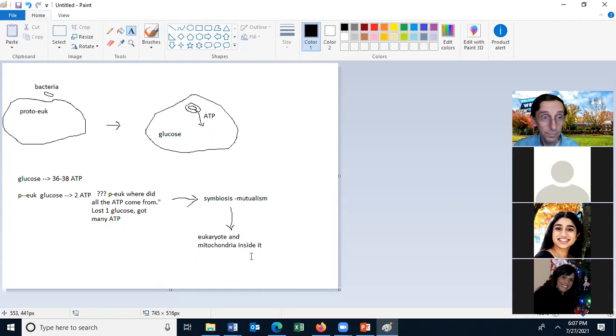And that's the theory, that a proto-eukaryote engulfed the bacteria, which performed aerobic respiration. The bacteria then lived in symbiosis. The bacteria started making ATP for the eukaryotic cell, and the eukaryote gave the bacteria a home and also glucose. And then they lived in symbiosis, and then they evolved into what we now call the eukaryote with the mitochondria inside it. Any questions about any of that?